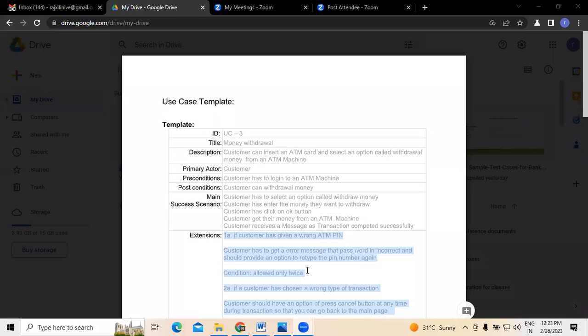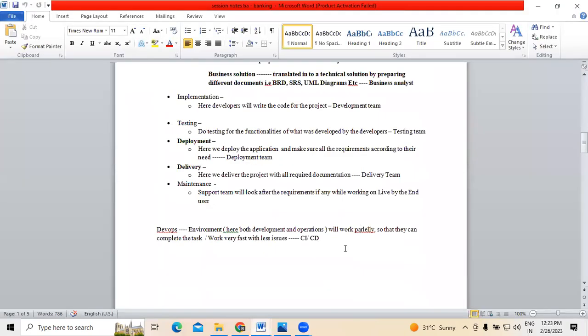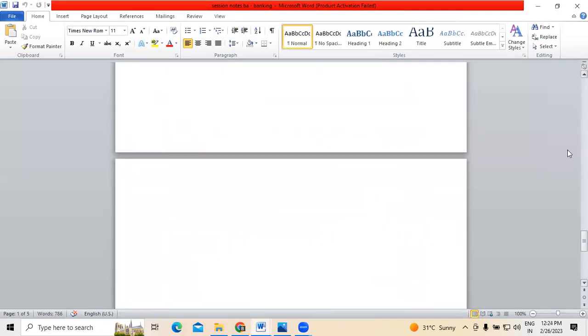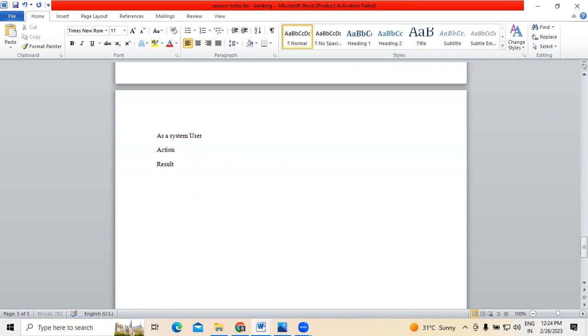How? Because in a user story, normally it will be written like this. If you want to write a user story, there is a template we normally follow: as a system user, action, and result. This is the template we generally follow when writing down a user story. For example, example 1, creating a login page. Right? This is the example I have taken.